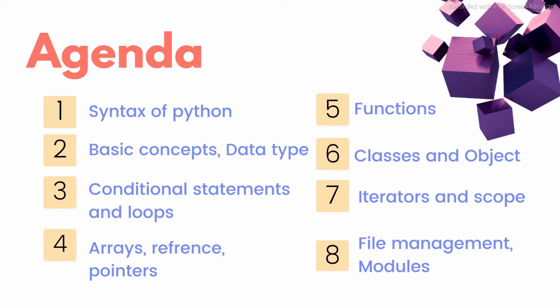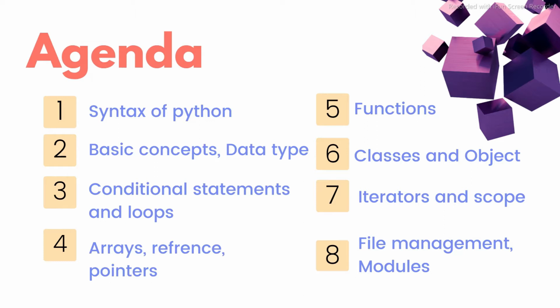And we have the basic concepts and the data types, which include strings and operations, and next we have the conditional statements and the loops, in which we use conditions to run a specific code. If the condition is not met, we are not going to run that particular code. And we have the loops, in which we repeat a particular code to run a given number of times. And we have the references, arrays, and the pointers.